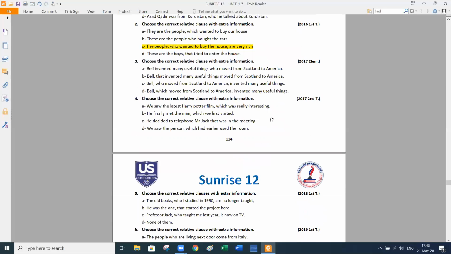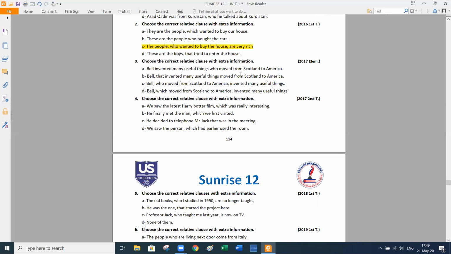Number 3, choose the correct relative clause with extra information. A similar question. It's asking to find a relative clause with extra information, or let me say a non-defining relative clause. Again, we need to read the sentences one by one to choose the correct answer. A: Bell invented many useful things who moved from Scotland to America. There is no comma used. If there is no comma, you don't need to think in detail, okay? No comma is used, so this is wrong.